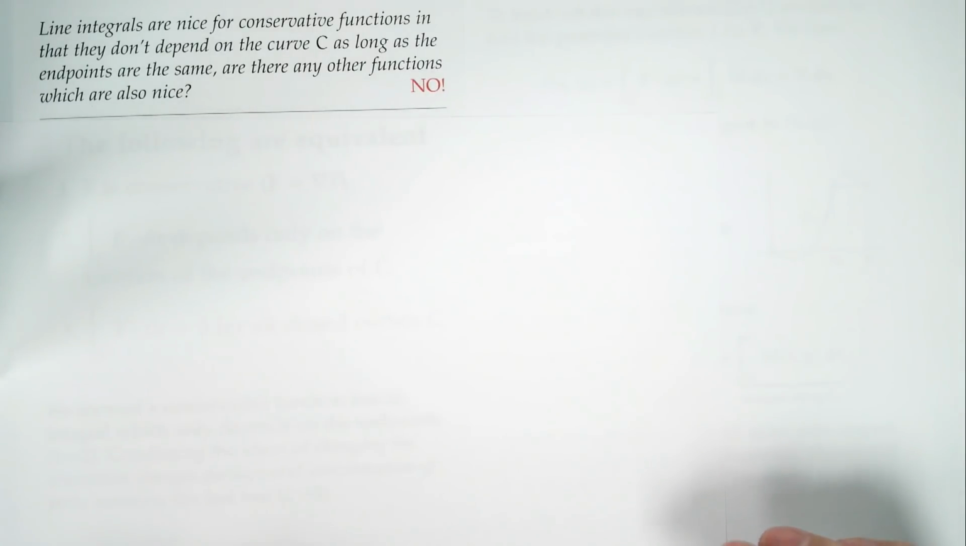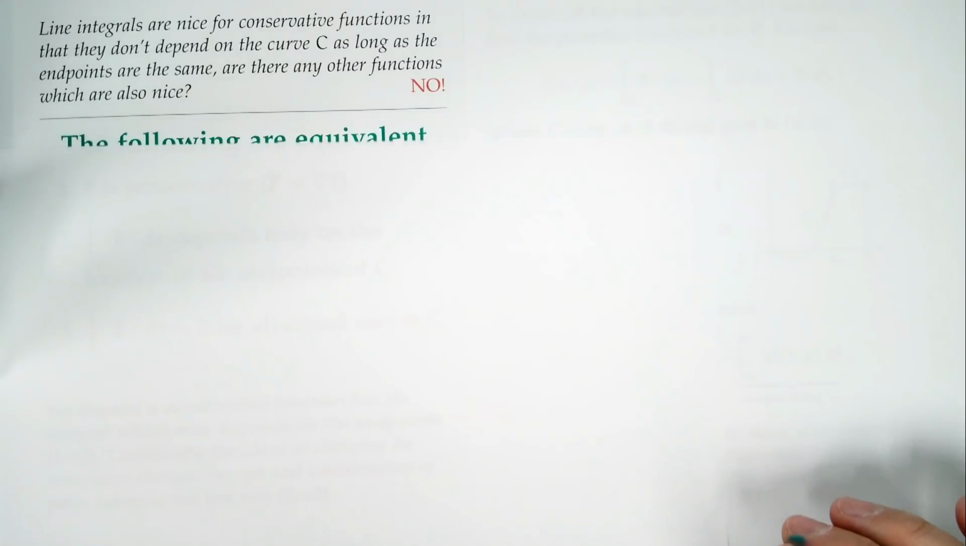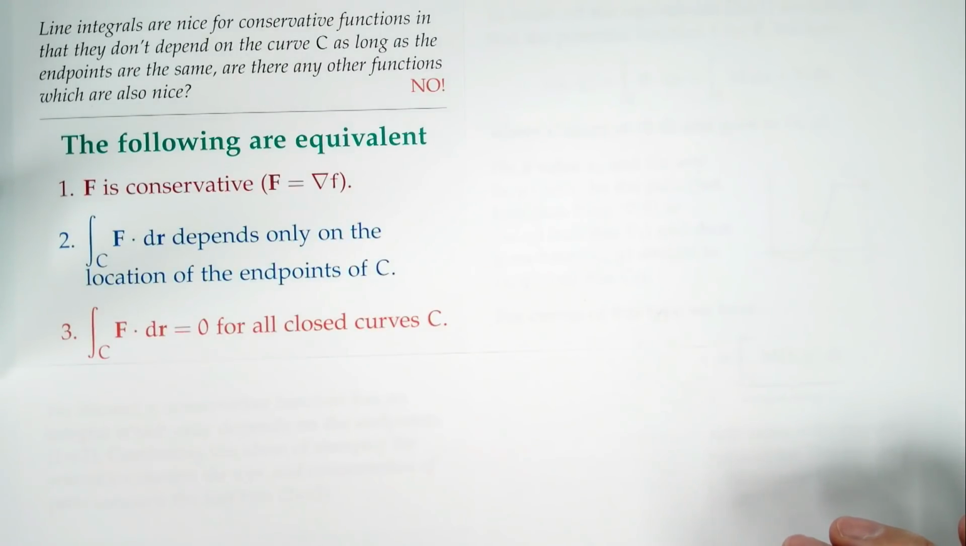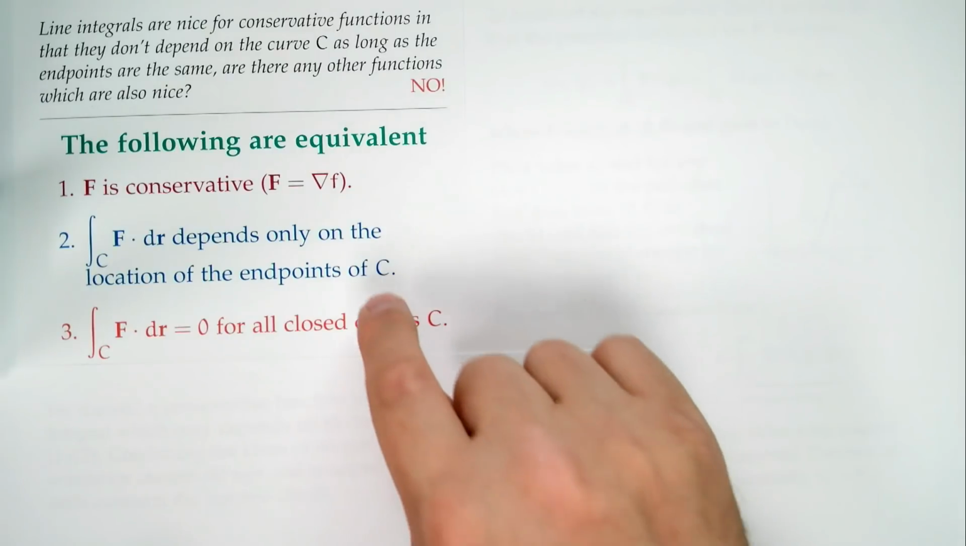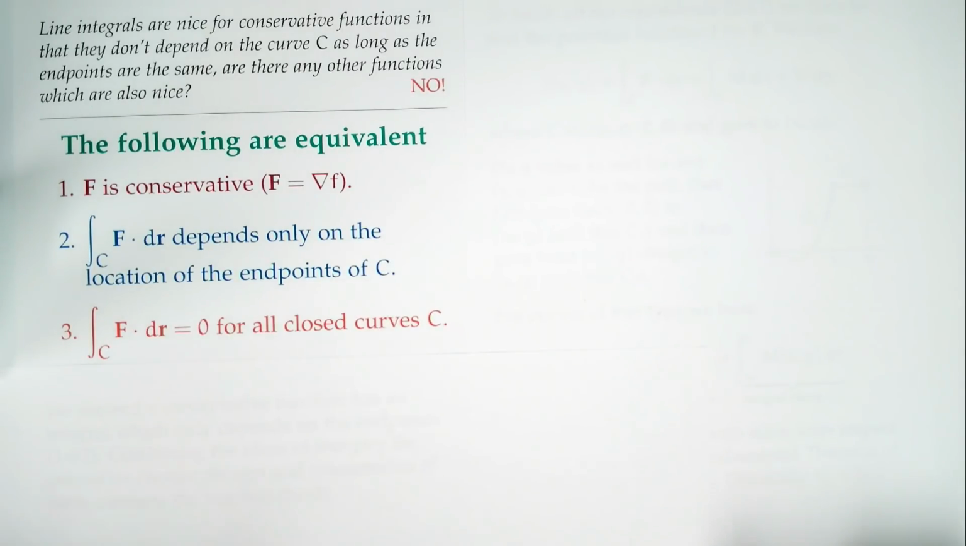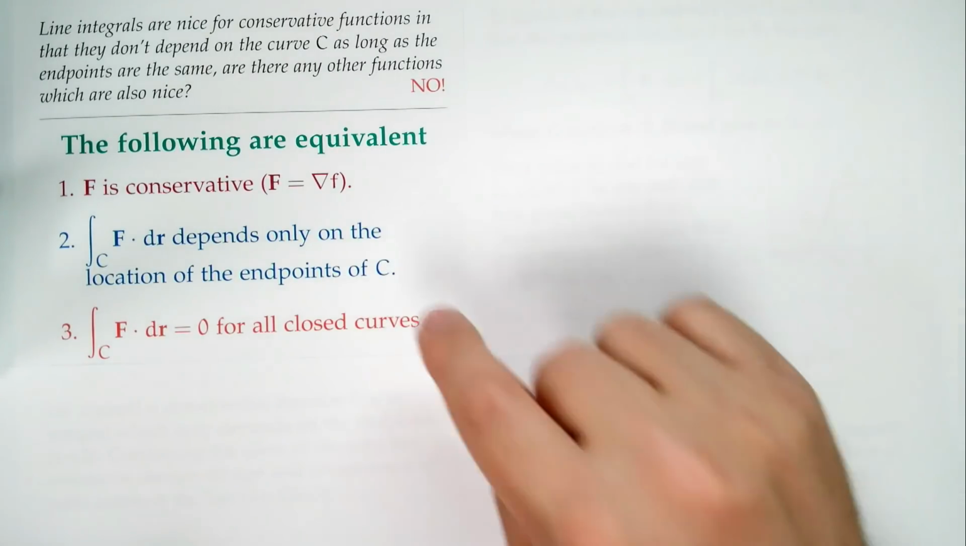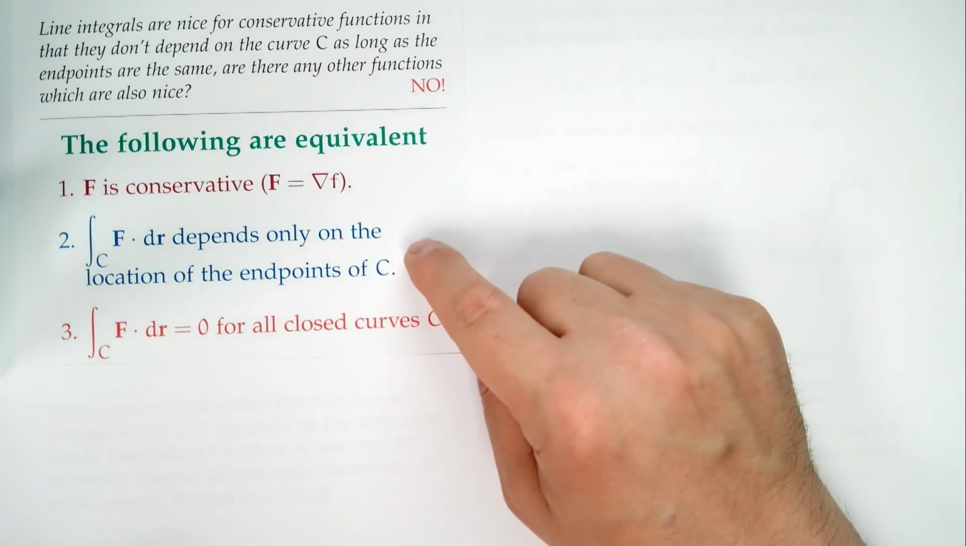Let's take a couple of minutes and just talk about the theory. So here we go. The following three things are equivalent. 1, our function is conservative. In other words, it's the gradient of something. 2, the integral over the curve of our function depends only on where the endpoints are. So it doesn't matter how we get between 2 points. So in other words, this is what we mean when we say something is nice.